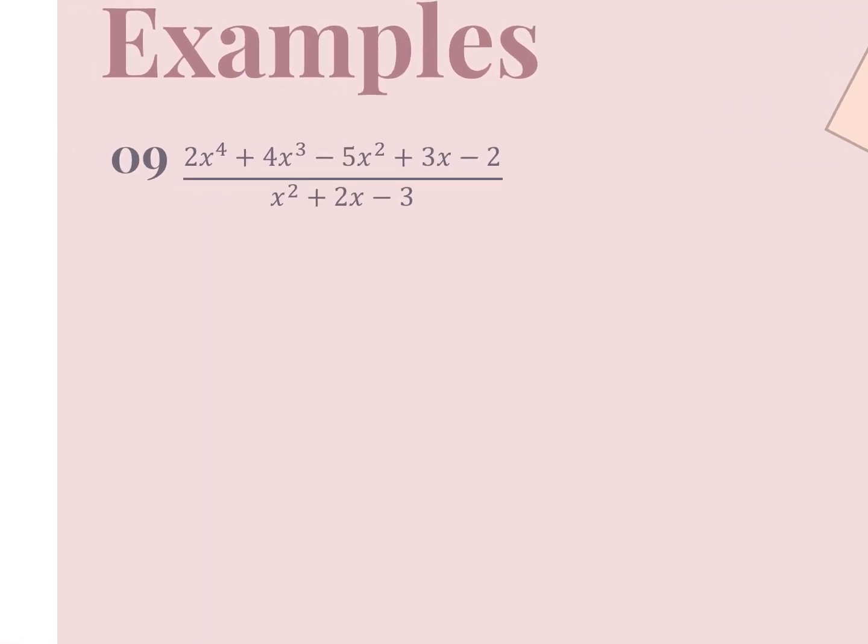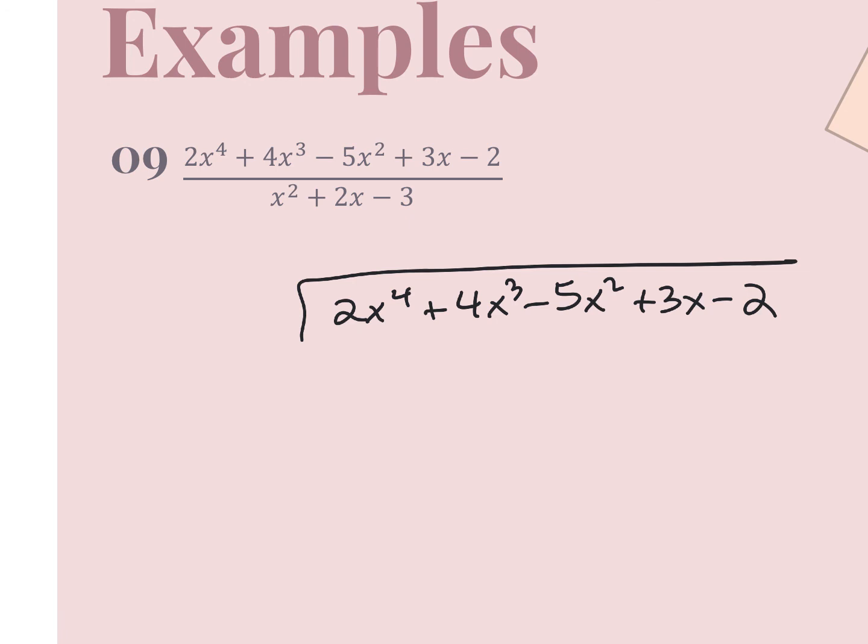Again, when you're using synthetic division, the divisor has to be a binomial. This is a trinomial, so I cannot use synthetic here. I have to do long division. So again, my numerator will go in the division box. So I'm going to put 2x to the 4th plus 4x cubed minus 5x squared plus 3x minus 2. Nothing was missing. I didn't have to fill any gaps with zeros. Put that trinomial on the outside.